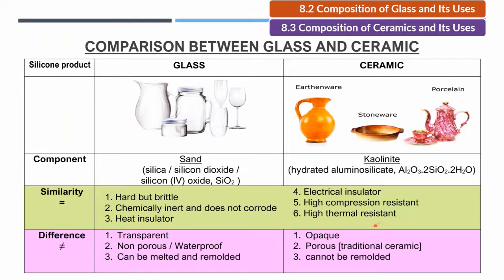Now, what is their difference? Glass is transparent, but ceramic is opaque, not transparent. Number 2, glass is non-porous, or we say waterproof, but ceramic is porous, especially traditional ceramic. Number 3, can be melted and remolded. This refers to glass. What about ceramic? Ceramic cannot be remolded. Once broken, it cannot be remolded anymore.